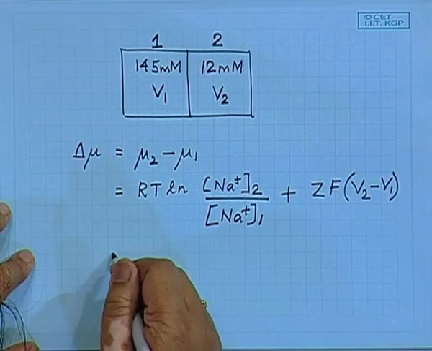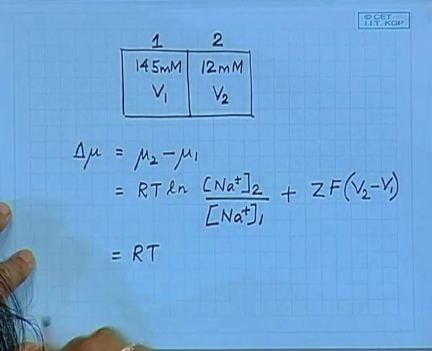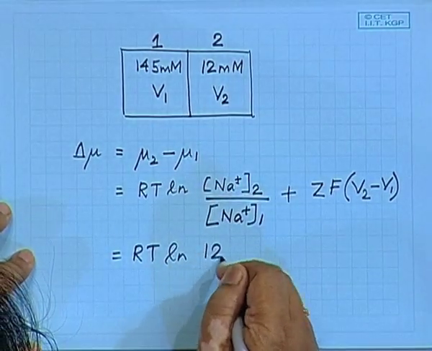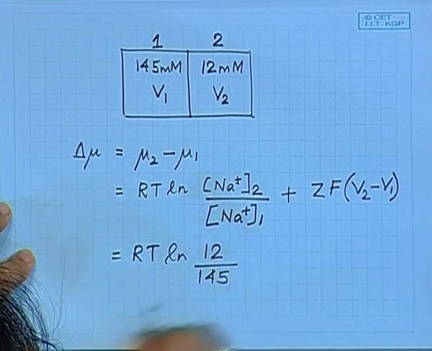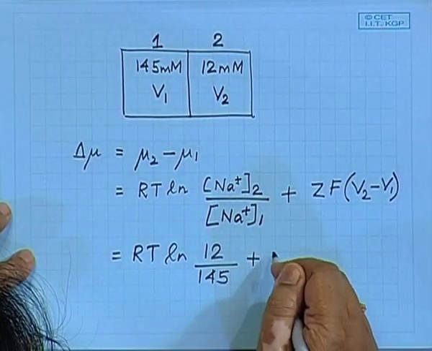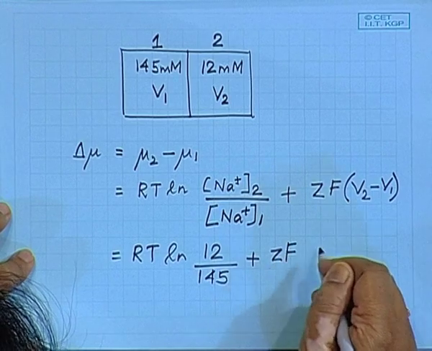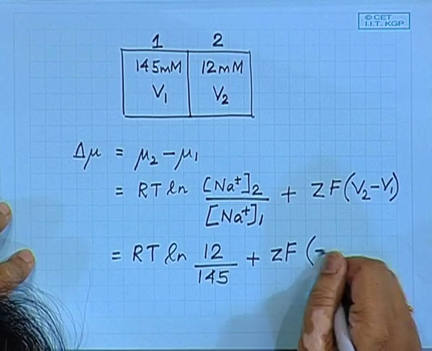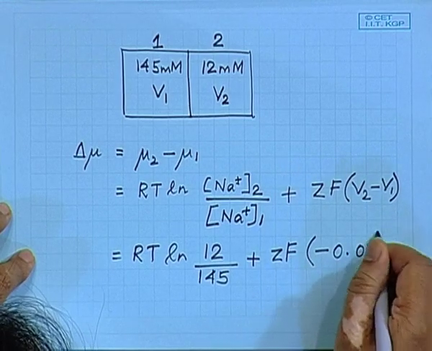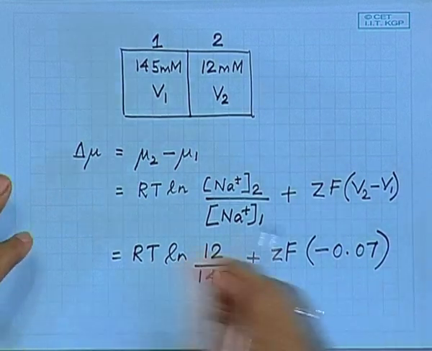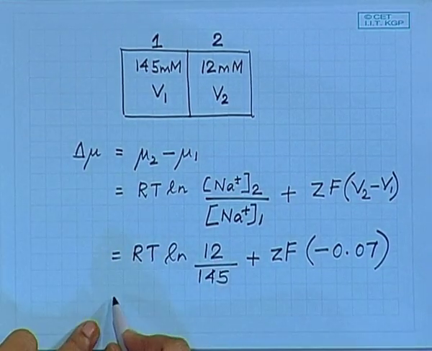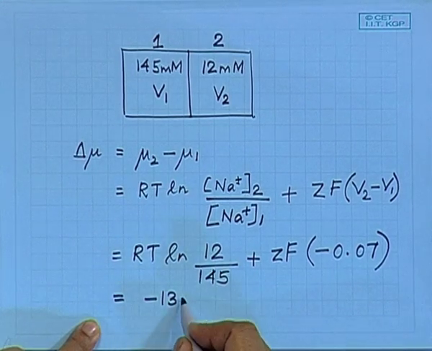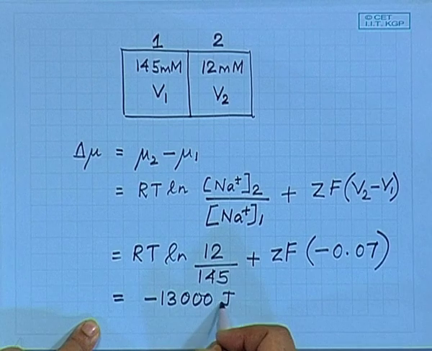So, if I calculate this actually, I am going to have, what is this? It is 12, 145, both are in millimolar, and I have a Z and an F, and this V2 minus V1 is actually minus 70 millivolts. So, we have this. Now, if I calculate this, it works out to be minus 13,000 joules per mole.